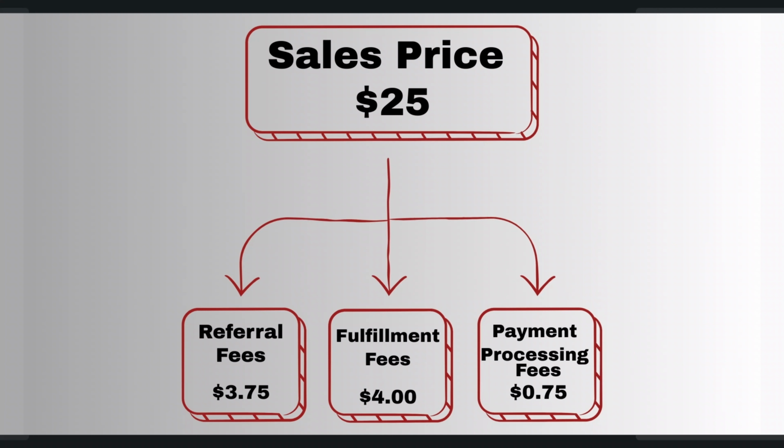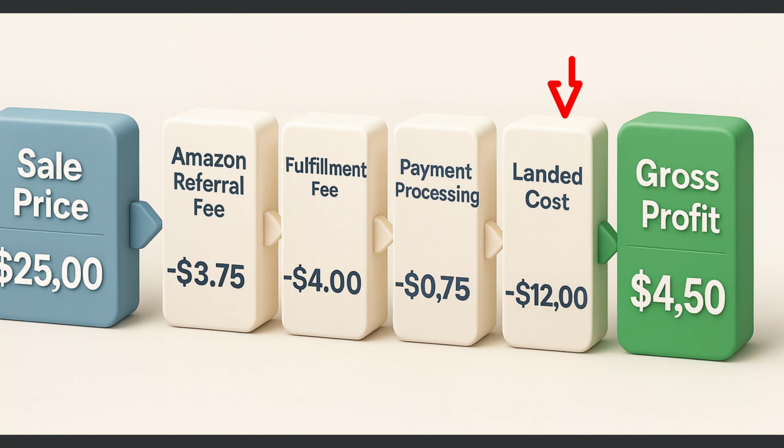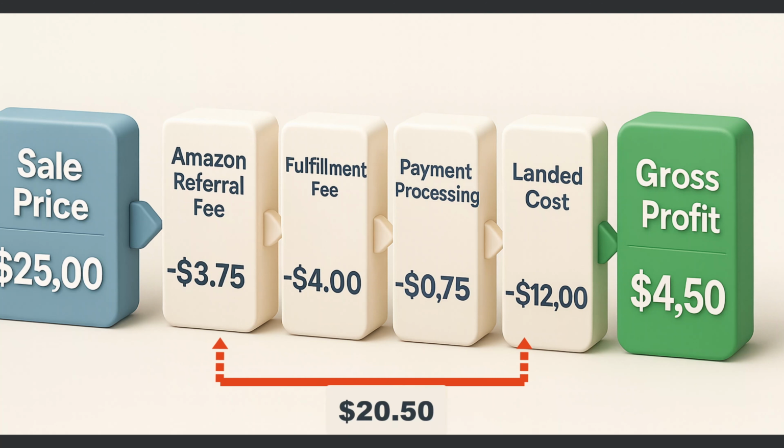So let's add it up. Landed cost is $12. Amazon referral fee is $3.75. Amazon fulfillment fee is $4. Payment processing fee is 75 cents. Your total cost of goods sold for this product is $20.50. If you sold it for $25, that leaves you with just $4.50 gross profit per unit.